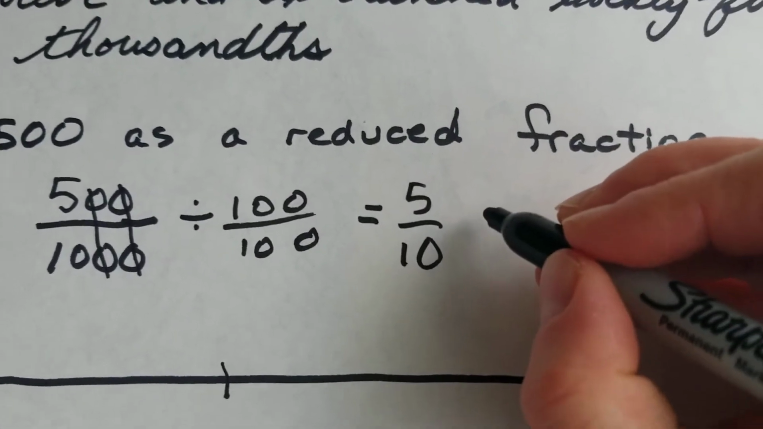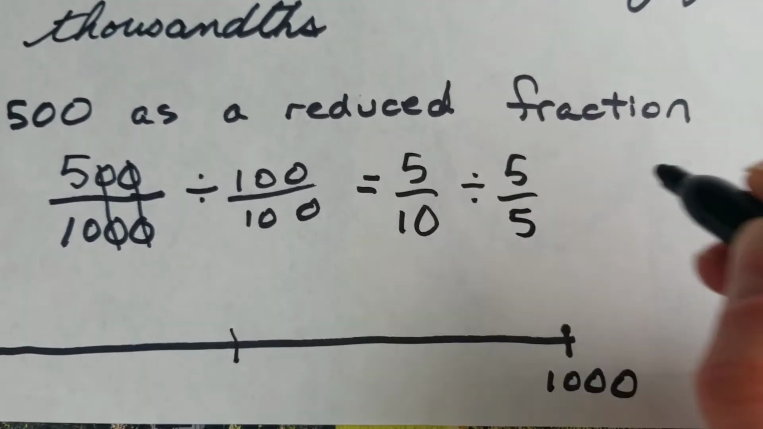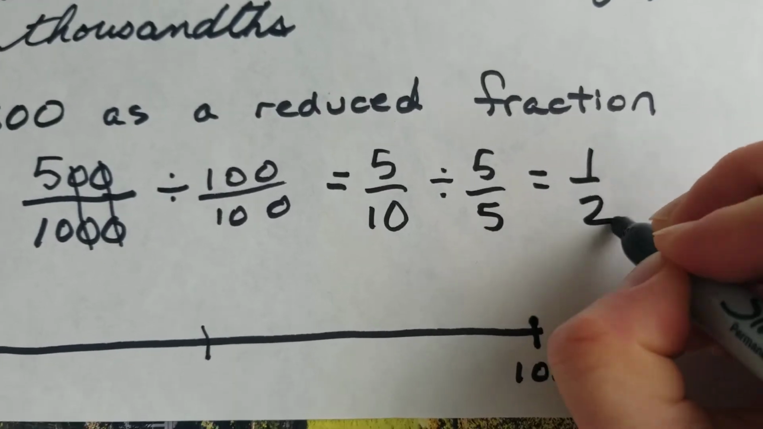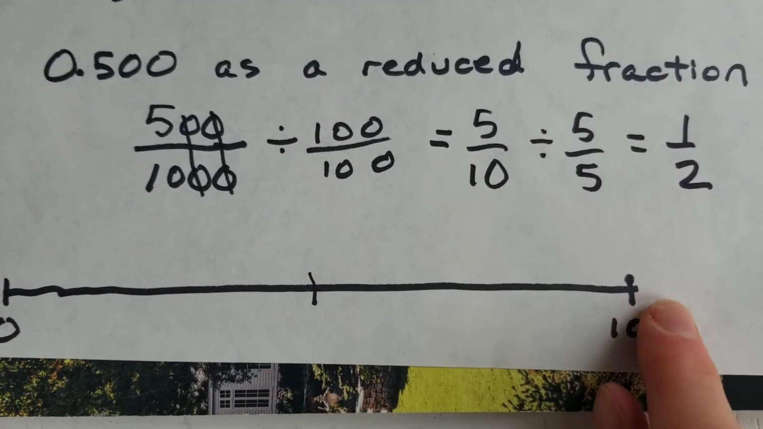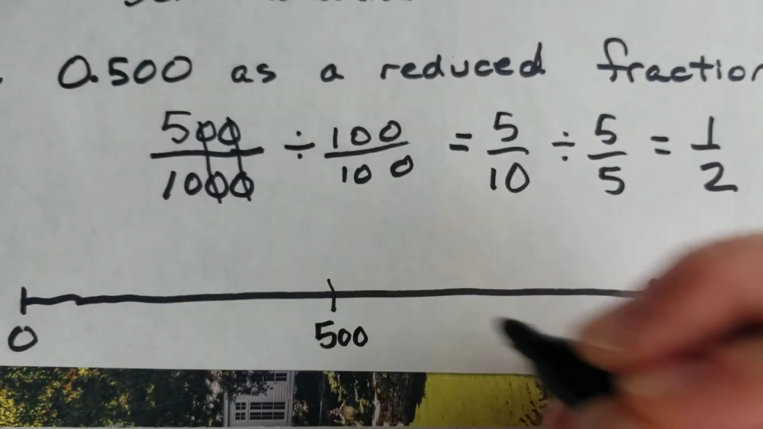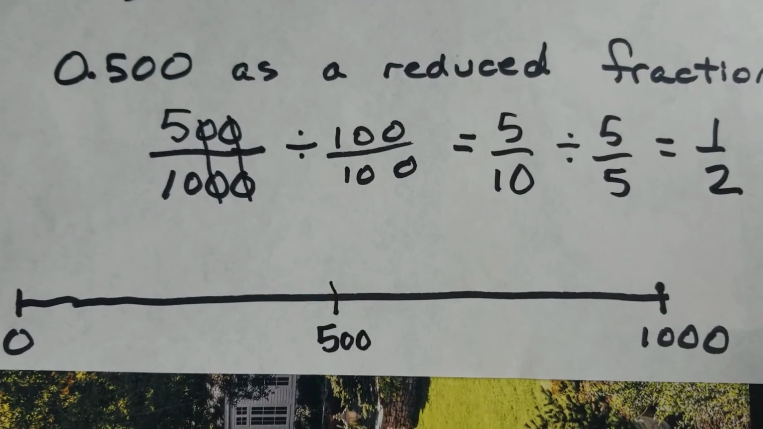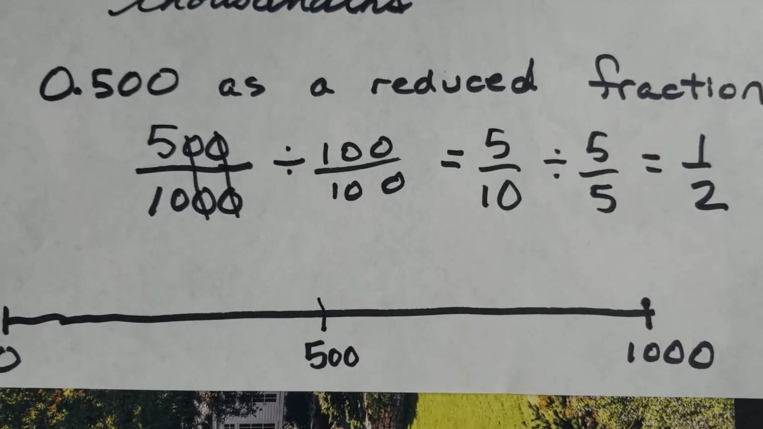Now 5/10ths can be reduced more because they're both divisible by 5. So this ends up being 1/2. Now if you look at a number line, 0 to 1,000, halfway between 0 and 1,000 is what number? 1,000 divided by 2 is 500. So 500 thousandths is equal to 1/2.